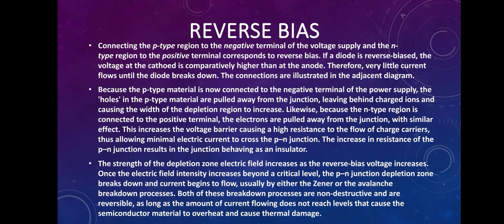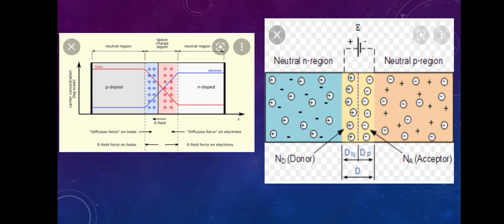The increase in resistance of the p-n junction results in the p-n junction behaving as an insulator. The strength of the depletion zone electric field increases as the reverse bias voltage increases. Once the electric field intensity increases beyond a critical level, the p-n junction depletion zone breaks down and current begins to flow, usually by either Zener or avalanche breakdown. This is reversible, as long as the amount of current flowing does not reach levels that cause the semiconductor material to overheat and cause thermal damage.